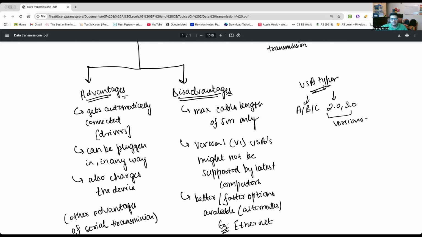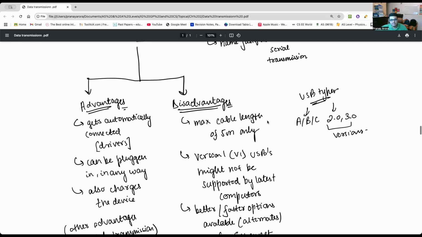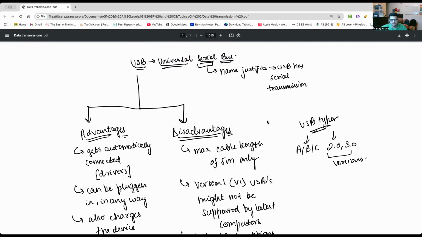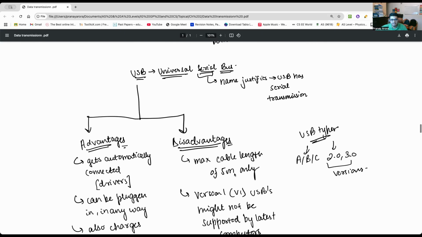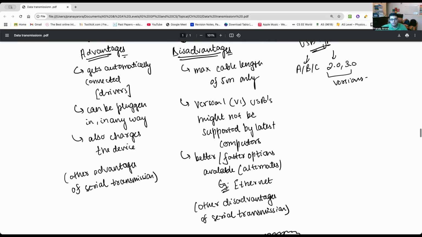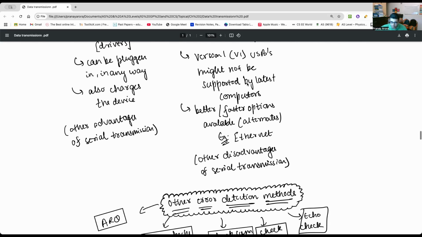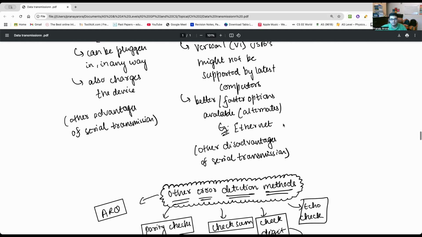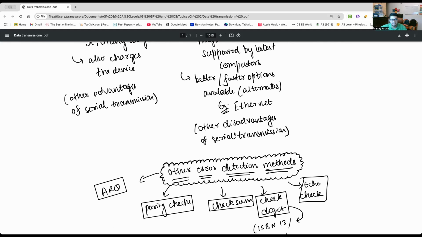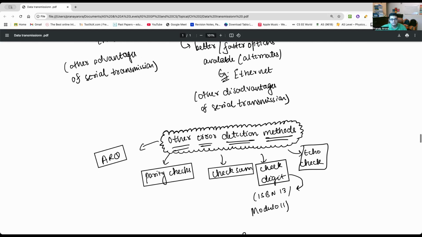Now, disadvantages are that maximum cable length is 5 meters only. So please remember this, serial cable length is less than 5 meters only. Also, as the versions continue, the older versions, like the first version USBs, will not be compatible with the latest computers. So that is a disadvantage. It is better, it is faster, and there are a lot of alternates available. However, Ethernet is a better alternate to USB. And you can write any other advantages and disadvantages of serial data transmission here also.